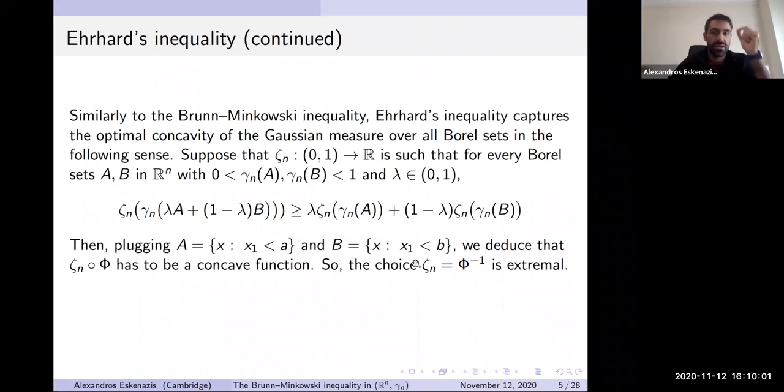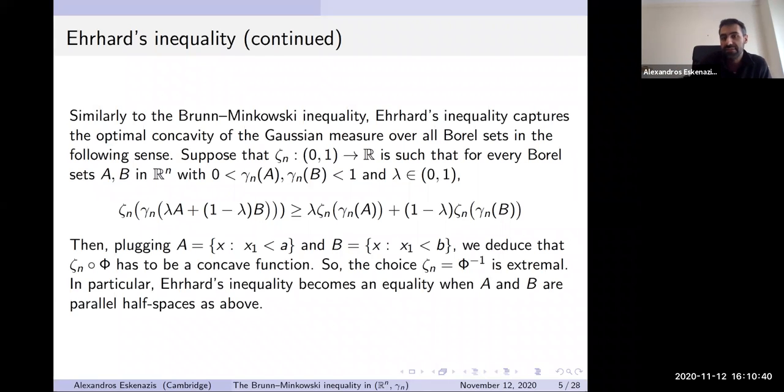So for instance, capital A could be the set of x so that x1 is smaller than a, and B is the set of x so that x1 is smaller than b. Then let's just see what we have. Gamma n of A is phi of little a, gamma n of B is phi of little b, and then gamma n of the Minkowski convex combination is phi of the convex combination, lambda a plus 1 minus lambda b. So the inequality which we assume really says that zeta n composed with capital phi has to be a concave function. In this sense, choosing zeta n to be phi inverse is extremal. You cannot get any more concave than that. So zeta n equals phi inverse is simply the extremal case.